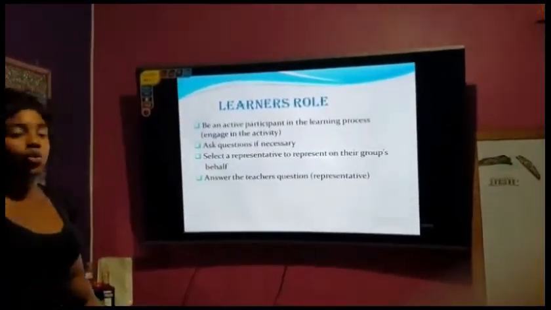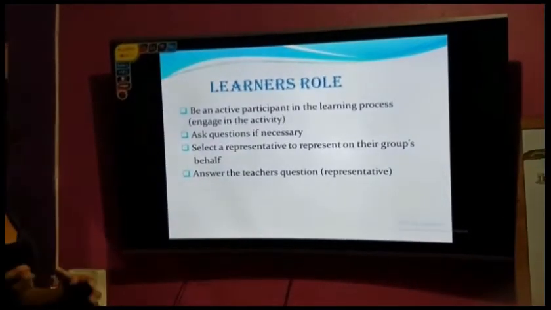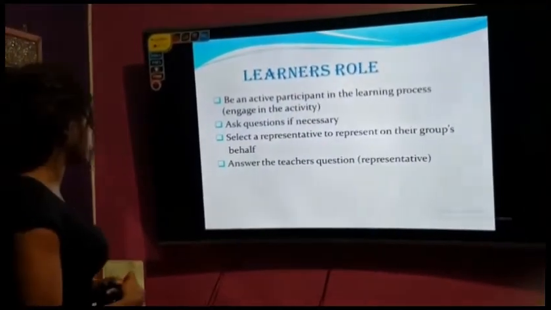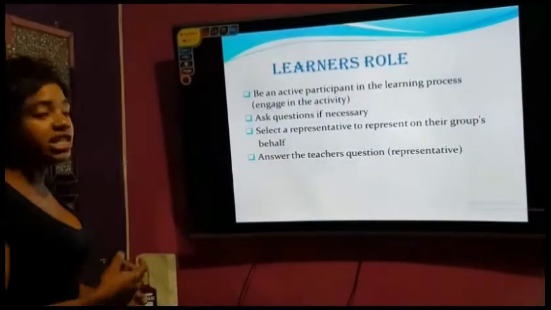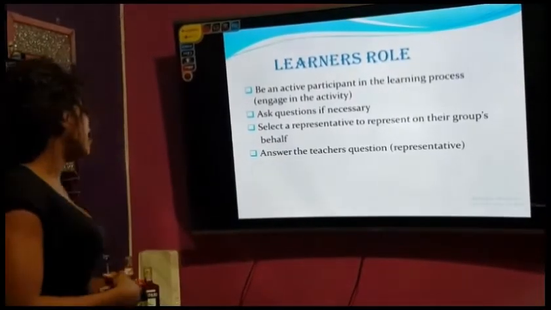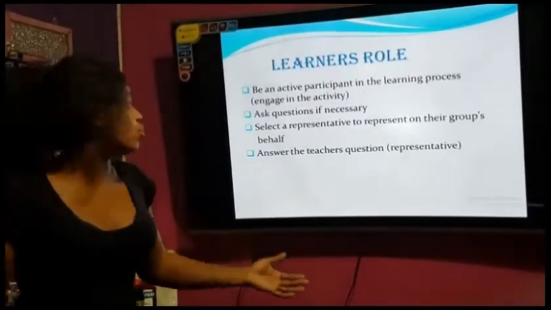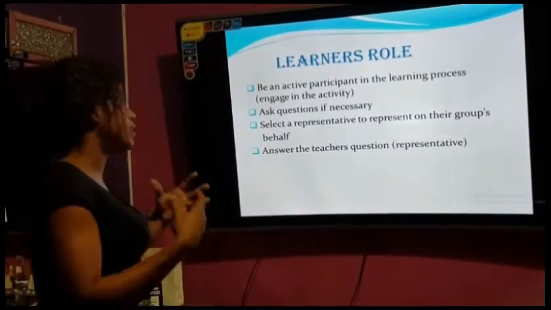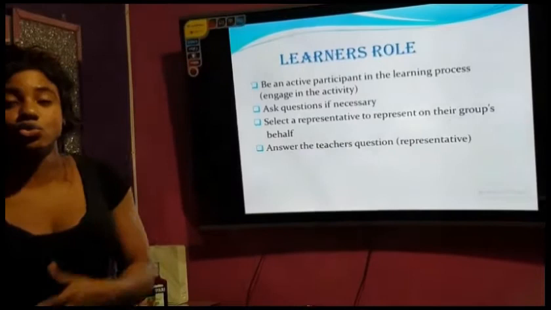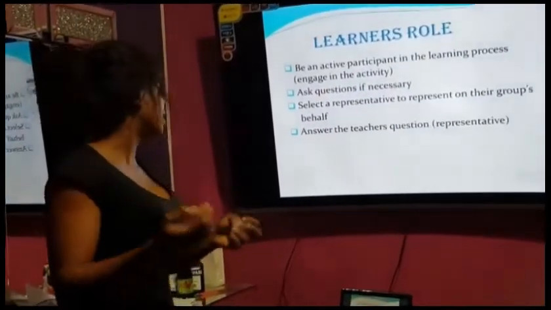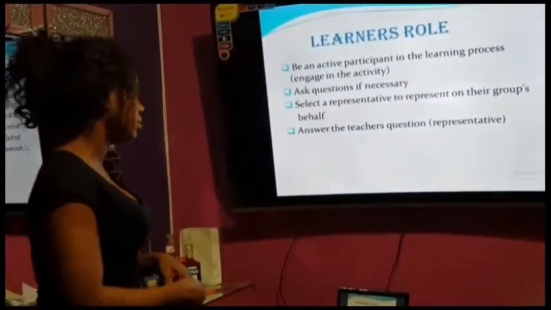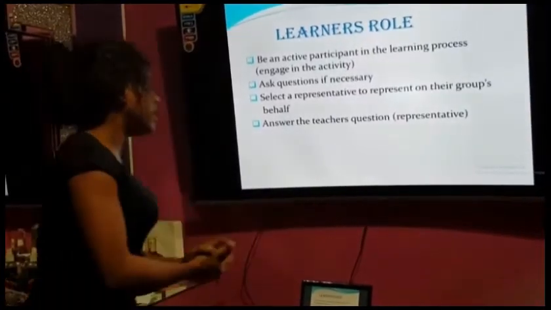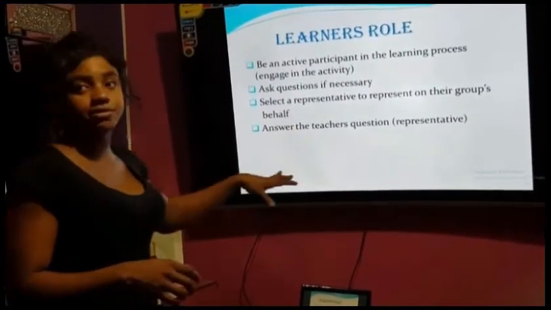The learner's role is to be an active participant in the learning process. That means the learner should engage in the learning activity, right? Learners should be free to ask questions if necessary. And the learners should also select a representative to present on their group's behalf and answer the teacher's questions. And that will be specified for the representative.